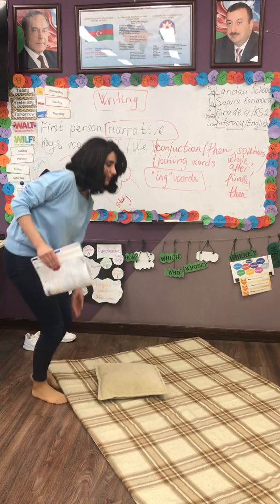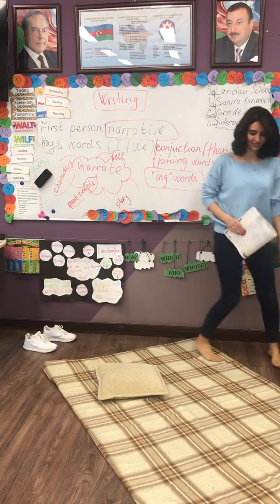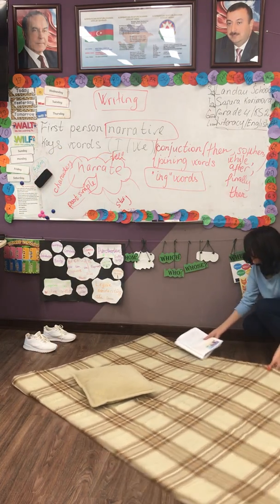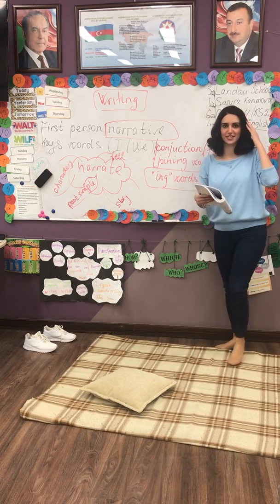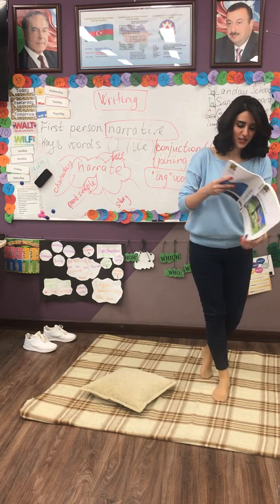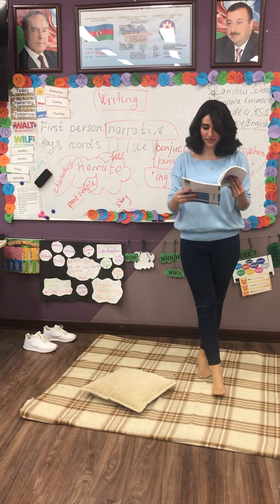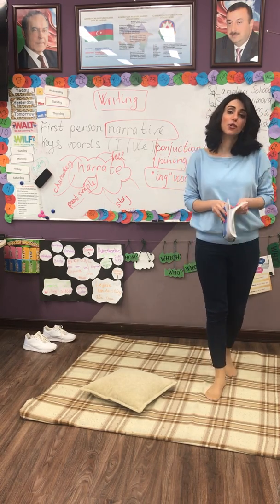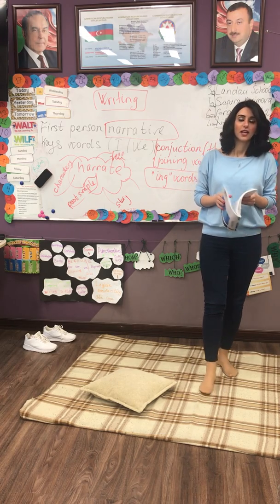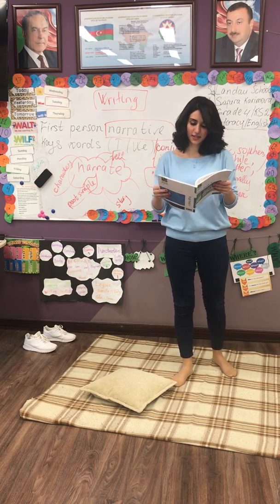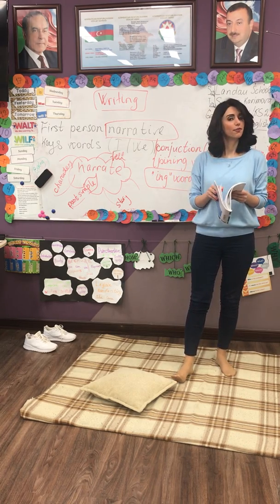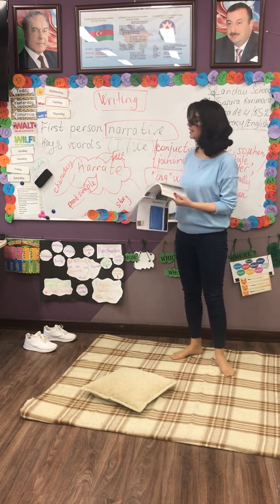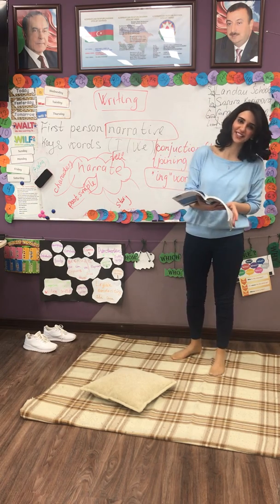This story is from Robert Louis Stevenson, and this story is called Treasure Island. In this story, Robert Louis Stevenson appears as Jim Hawkins, and he used first person narrative in his story. Are you ready?